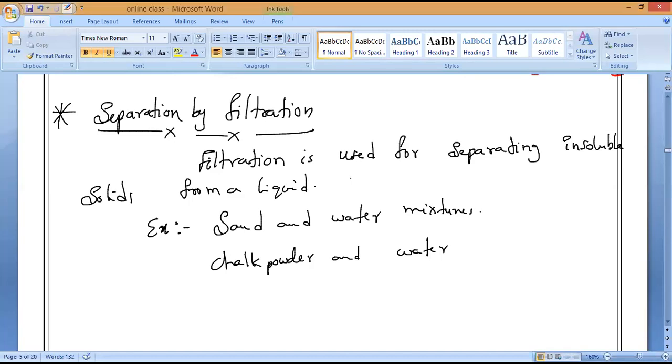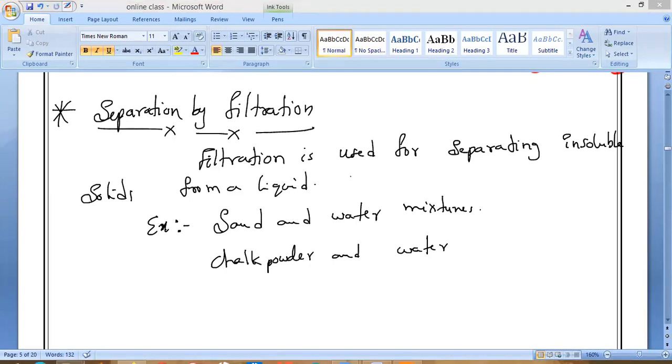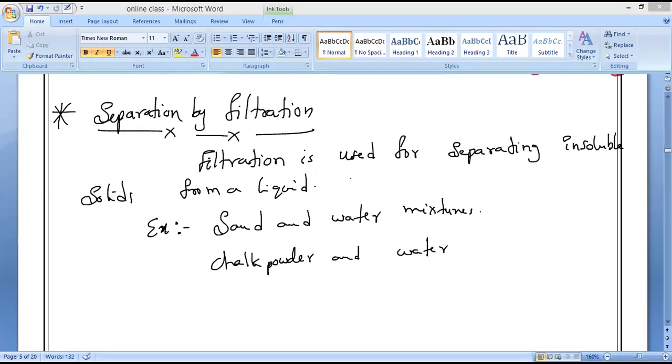Now, I will show you the picture. If you want to separate any kind of insoluble solid from a liquid, we need to know how to prepare the filtrate. So we need certain instruments to do the filtration process. First of all, we need a filter paper.